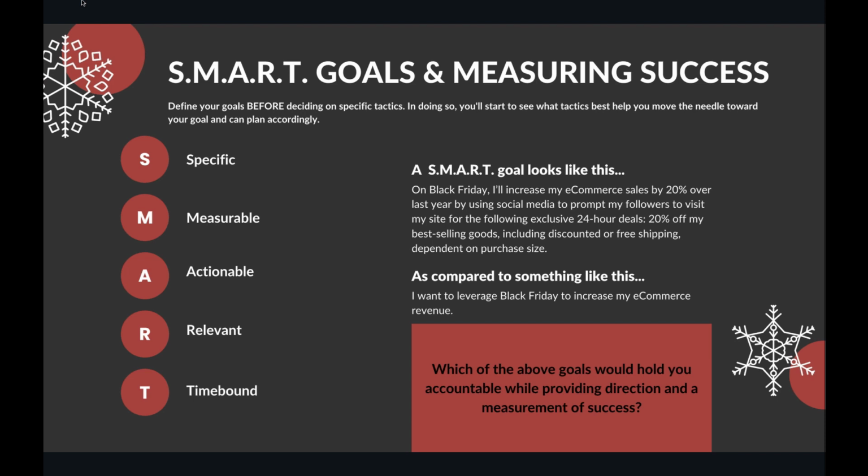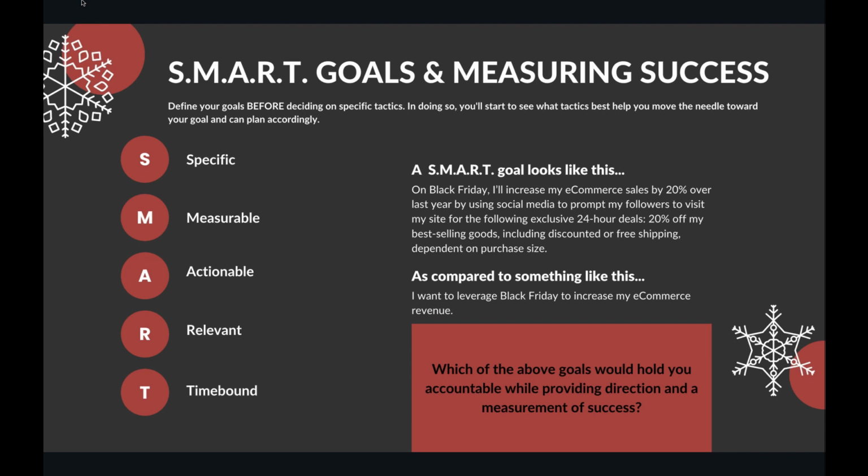So a SMART goal, the example we have here is: on Black Friday, I'll increase my e-commerce sales by 20% over last year by using social media to prompt my followers to visit my site for the following exclusive 24-hour deals. 20% off my best-selling goods, including discounted or free shipping, dependent on purchase size. So that is incredibly specific.